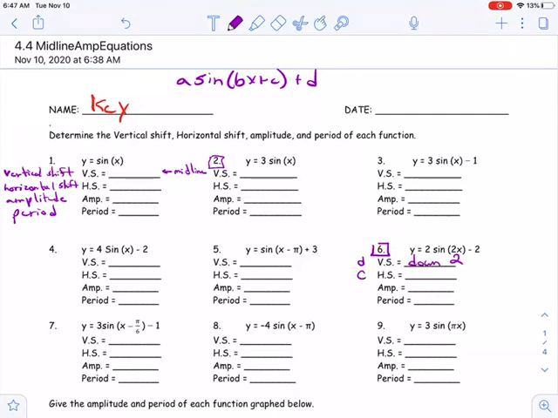Horizontal shift would be my C value. Again, we might be calling it a phase shift at some point. I don't have a phase shift at this point, so I would accept none or potentially even 0 here, if we want to keep it in the numbers realm. So we weren't moving this thing left or right at all.